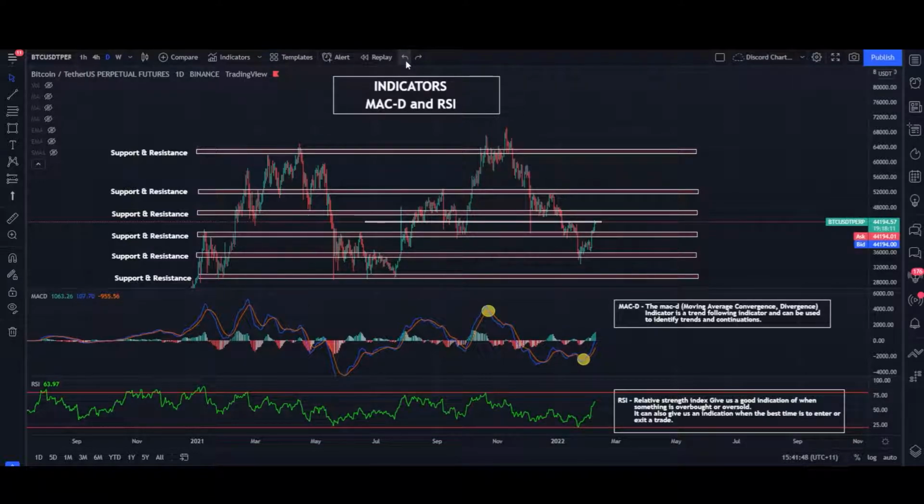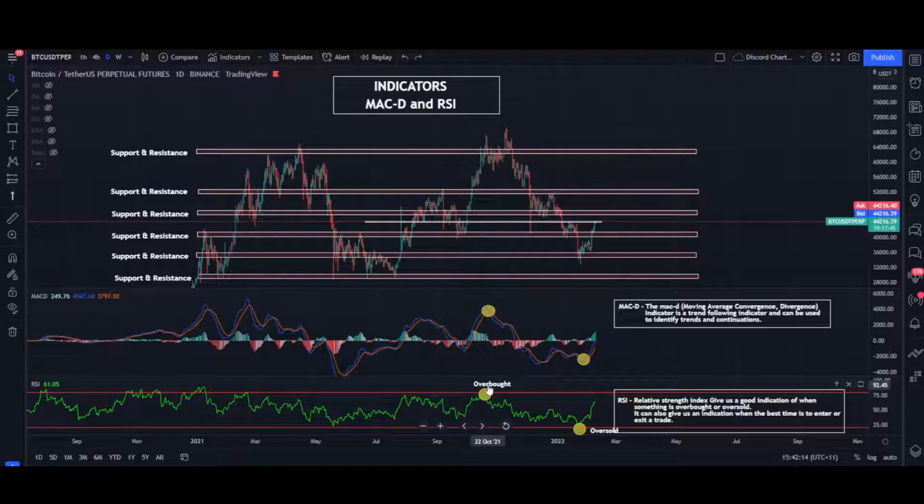So what's next? Next we have an RSI. What's an RSI? An RSI is a relative strength index. This gives us a good indication of when something's overbought or oversold in the market. It can also tell us the best time to enter and the best time to exit a trade. So if you look here, you can see when we approach this line, which is at 80% of the value, and at 20% of the value it becomes oversold.